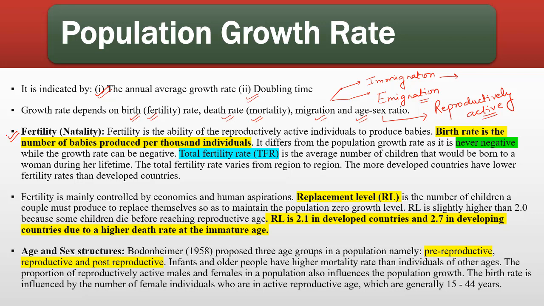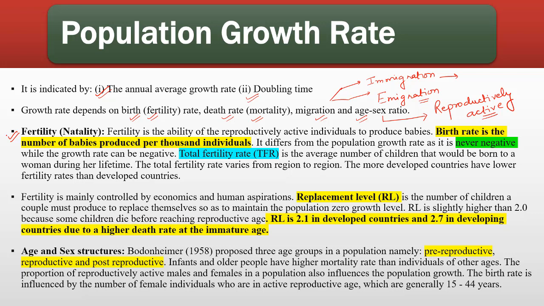It's very true that the reproductively active individuals belong only to the fertile age group. They are fertile, they can reproduce, they can give rise to the new generations, right? So fertility is the ability of the reproductively active individuals to produce babies. Birth rate is the number of babies produced per 1,000 individuals.